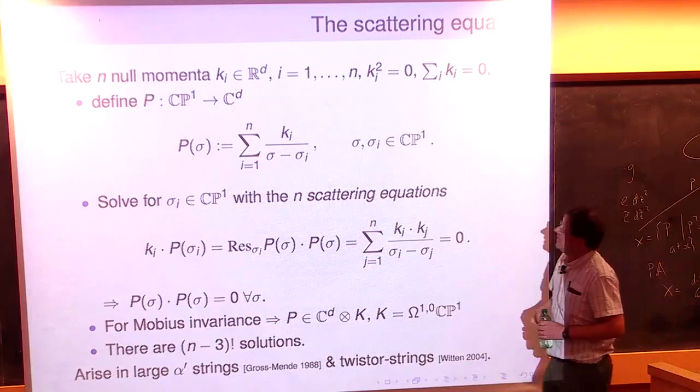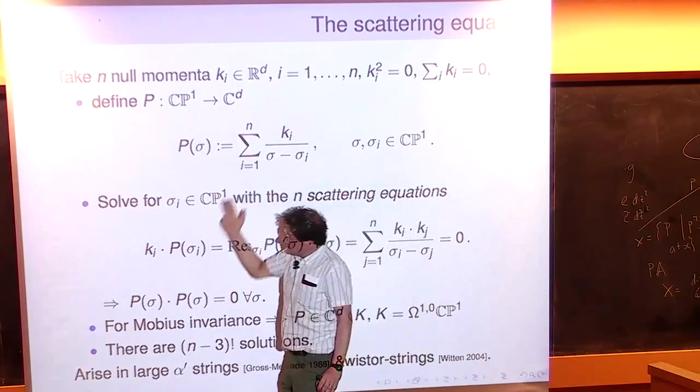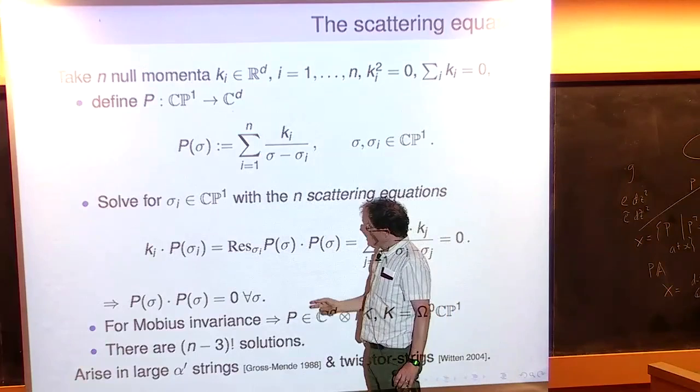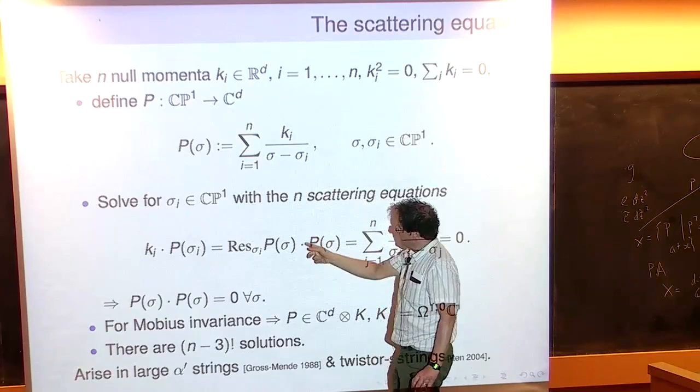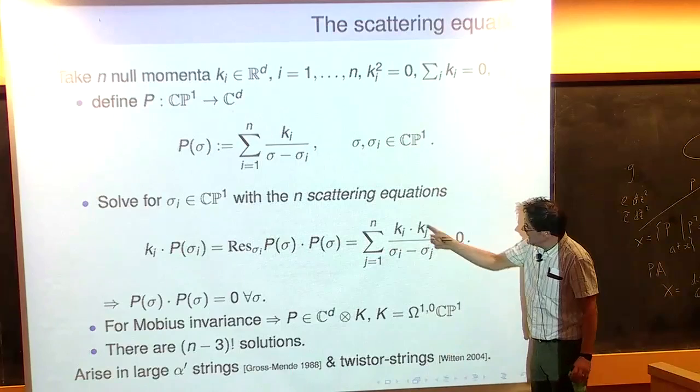Okay, so this P is the P that I've been talking about all along. We're going to want P squared to vanish. One way to do so is to ask that the residue at the mark point sigma_i of P squared should vanish. And now, of course, because k squared equals zero, it only has simple poles, and at the residue you just get k_i dot P at sigma_i. And this gives rise to the famous scattering equations.